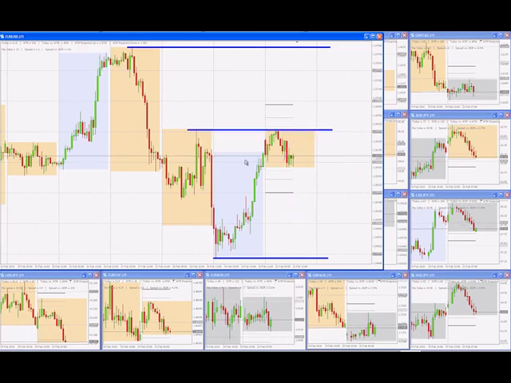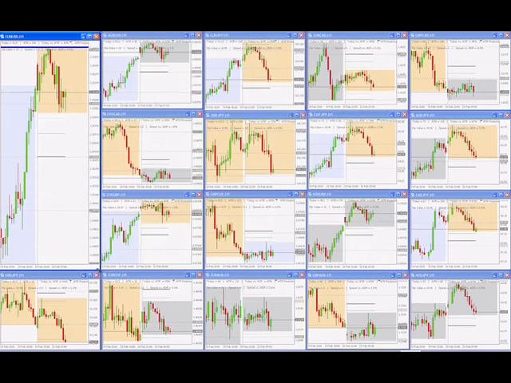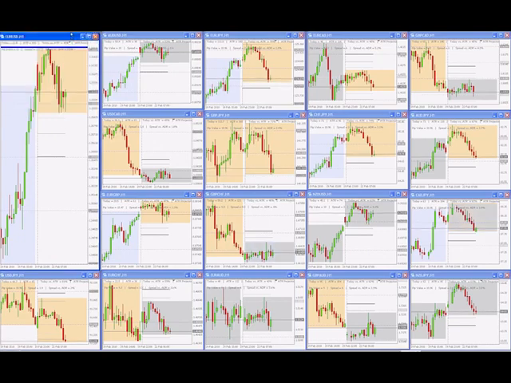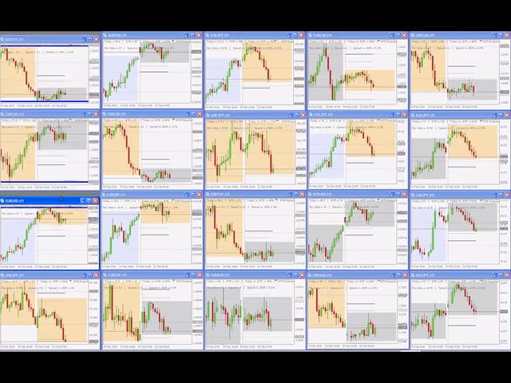That's why I want to record this live session, just to make sure you fully understand how to draw these intra-week levels, those key levels of intra-week support and resistance.